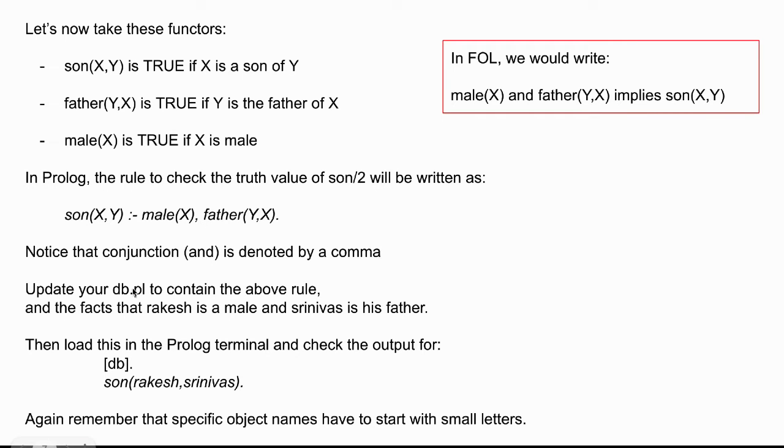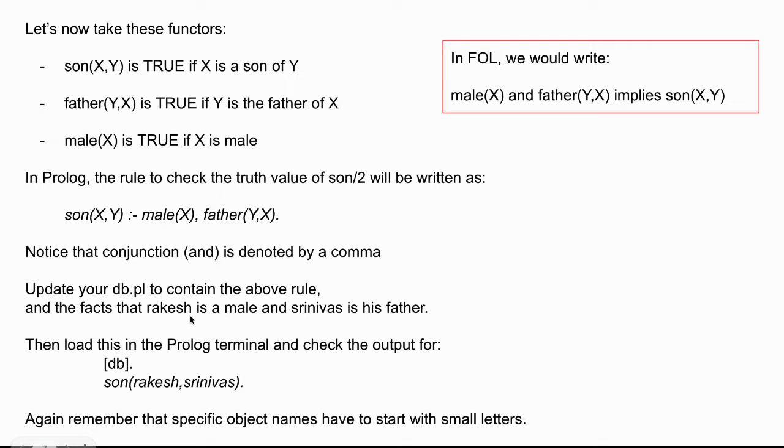Okay. So now please update your db.pl file to contain the above rule, and also add two more facts which I am not telling you how to write. Now you should be able to do it on your own. Write two facts that Rakesh is a male and Srinivas is his father. Okay, so just to give you a hint, you have male of x is true if x is a male, so you can write Rakesh in place of x, and similarly you can modify father y comma x. You can write suitable entries over here to signify that Srinivas is the father of Rakesh.